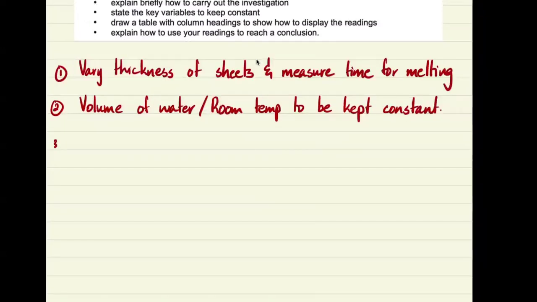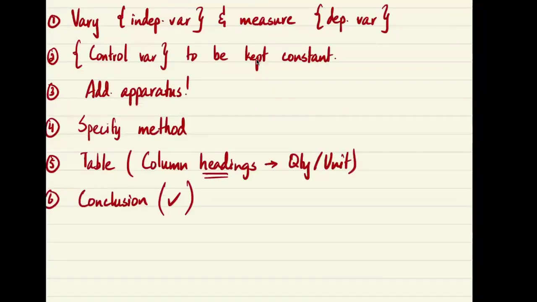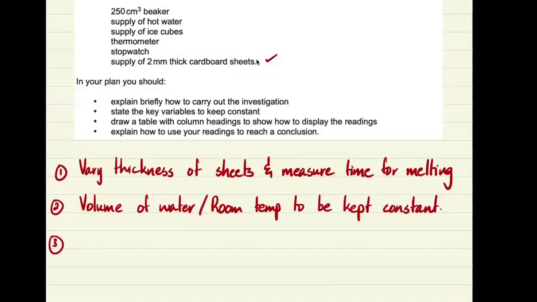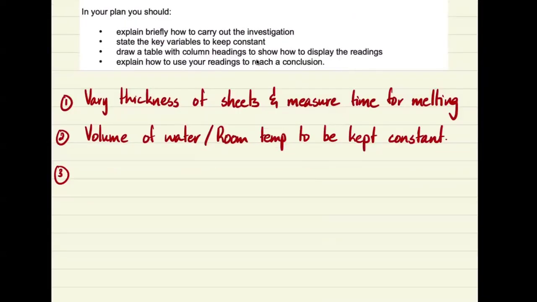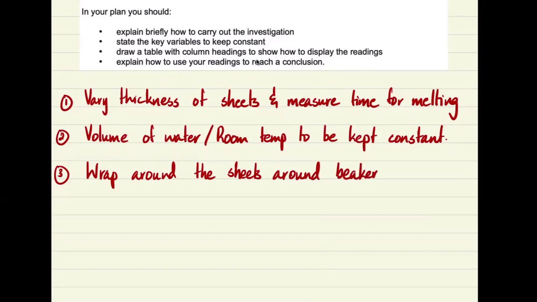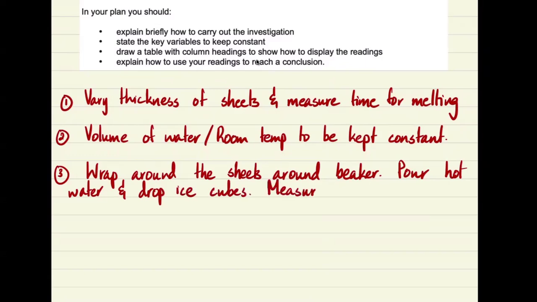Next you will talk about the additional apparatus, if it's specified here we don't need any. So we'll just go on to the method. So we'll say that insulate or wrap the sheets around the beaker, and you say that pour volume of water, the hot water this is, and drop ice cubes, measure time to melt using stopwatch.